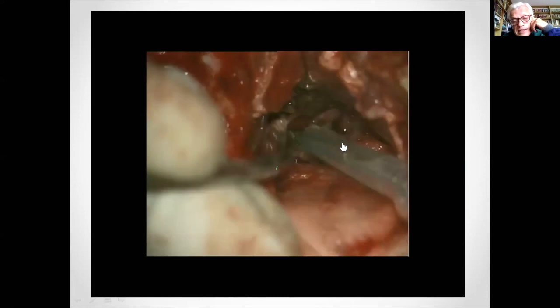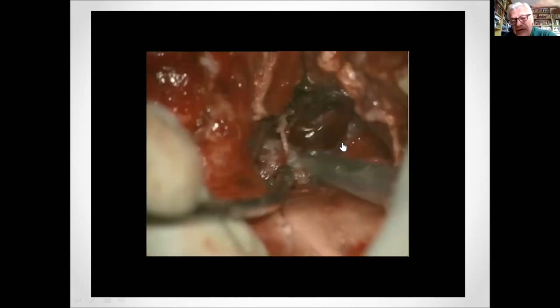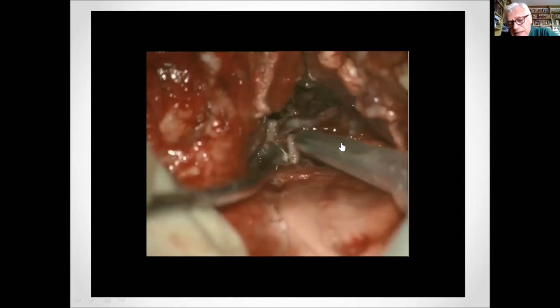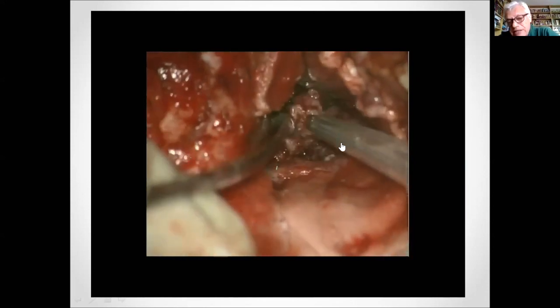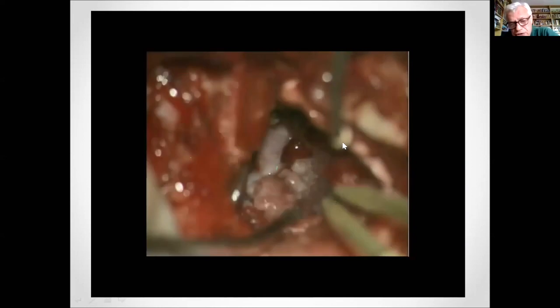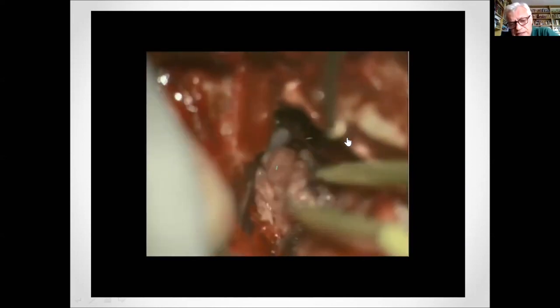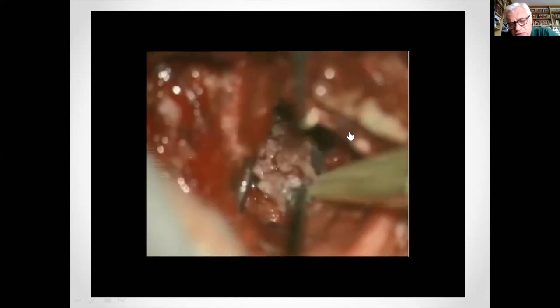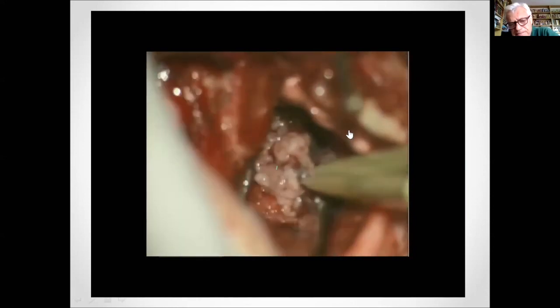And sometimes it's really very helpful in dissection in what I call passive mode, where you are just touching the tumor and detaching it by resection from the surrounding tissue. And it's really a helpful thing. And now the whole tumor is resected.